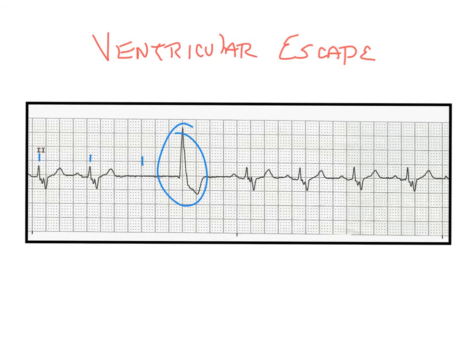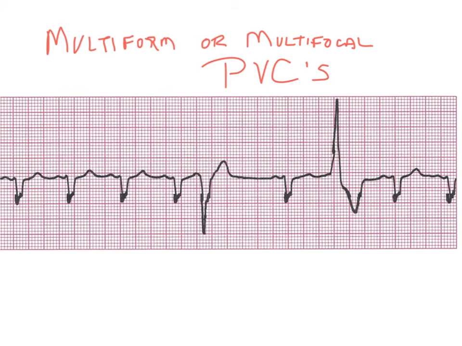This was an interesting rhythm we talked about. So far, of the other rhythms we have looked at, they have all been unifocal. Unifocal or uniform means they all look exactly alike. If you have multiple ones on a rhythm that all look alike, they're called unifocal or uniform.